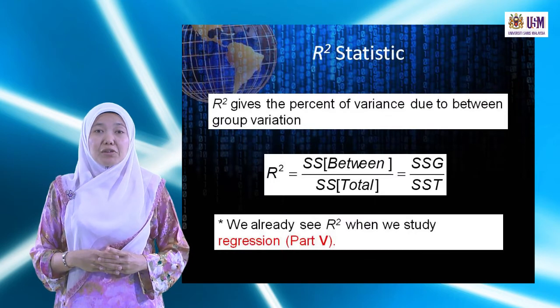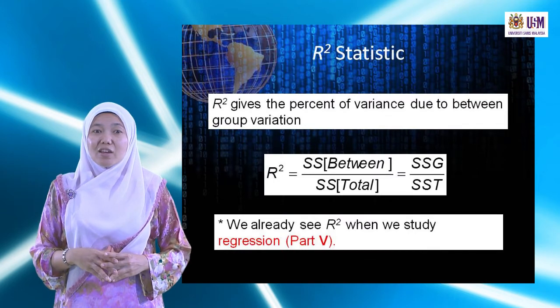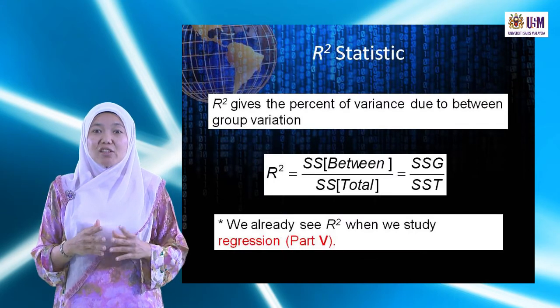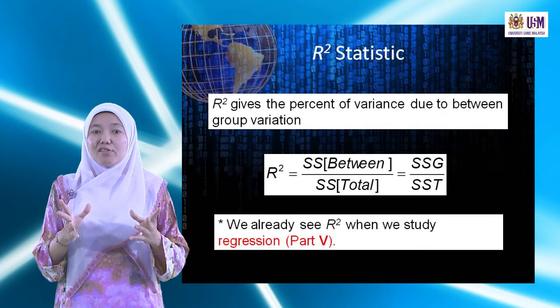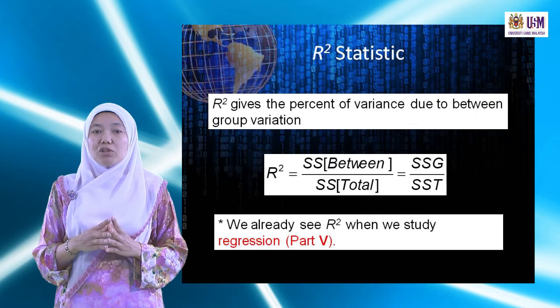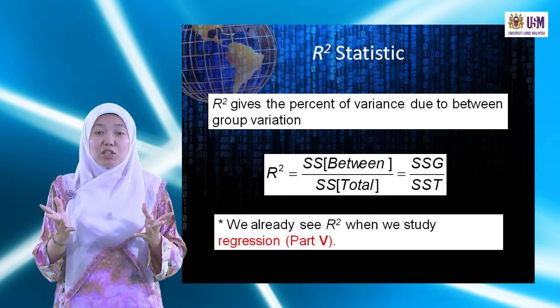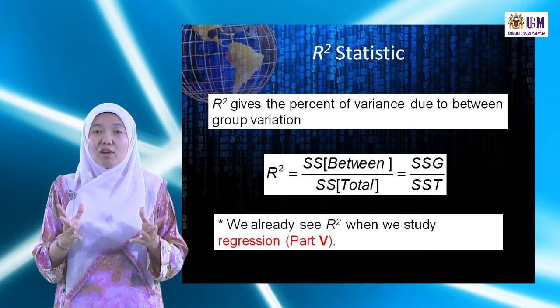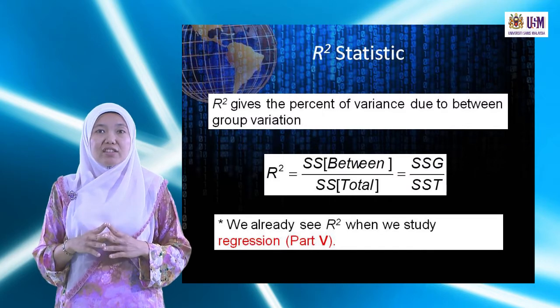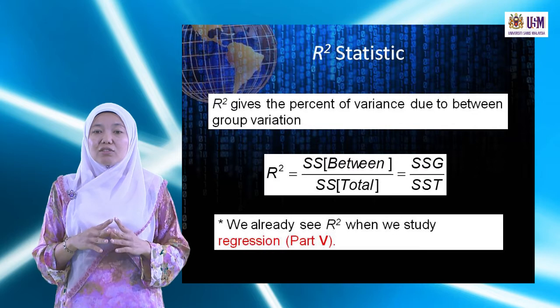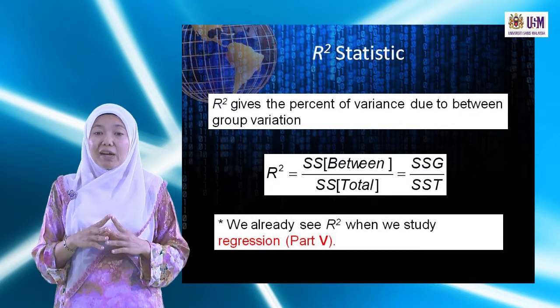Now, do you still remember the R square statistic? R square gives the percent of variance that is due to between group variations. So by right, the R square formula is equal to the sum of square for between group over the sum of square for the total. So in short, SSG over SST. And you already saw R square when we studied regression in part 5.